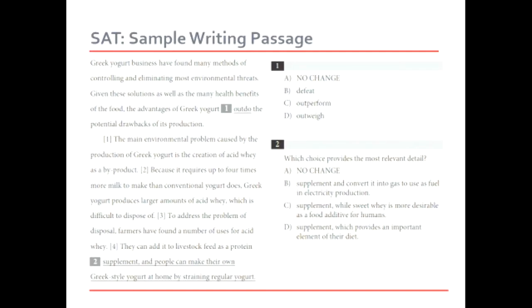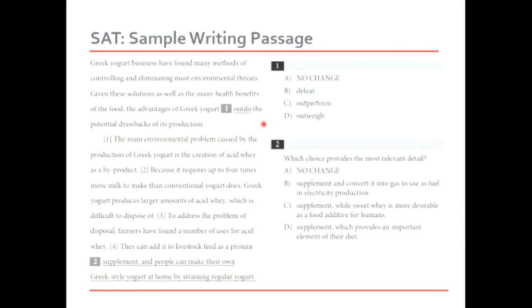All right. So question number 1, I'm going to read out the sentence from the passage and let's see what it says. Given these solutions, I'll read the entire paragraph. Greek yogurt businesses have found many methods of controlling and eliminating most environmental threats. Given these solutions, as well as the many health benefits of the food, the advantages of Greek yogurt outdo the potential drawbacks of its production.